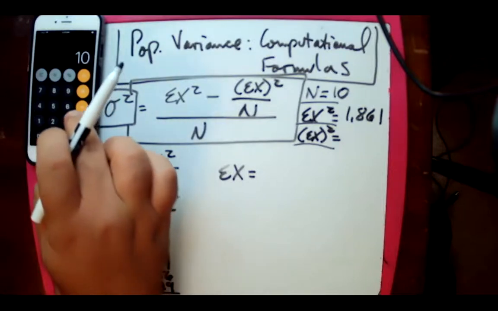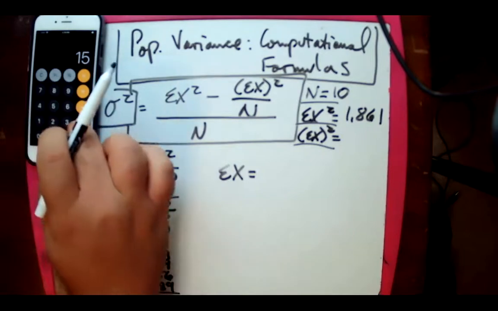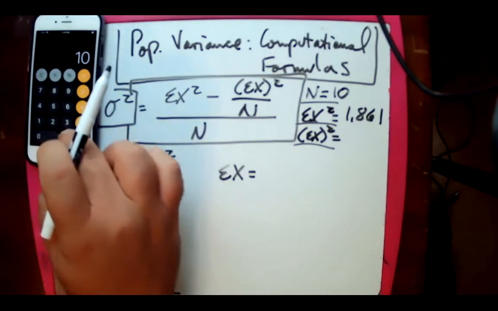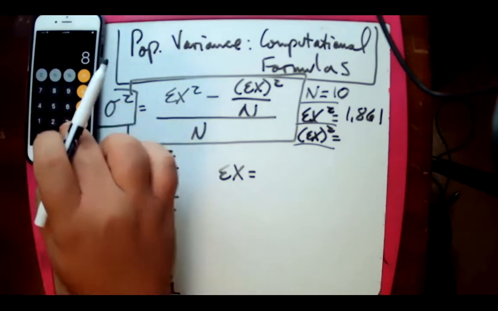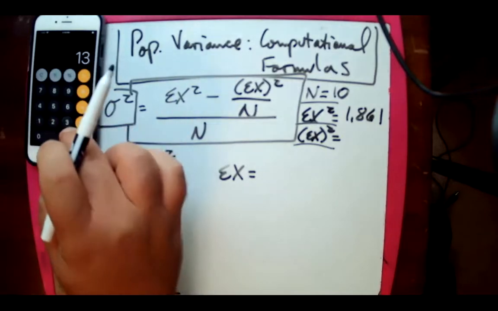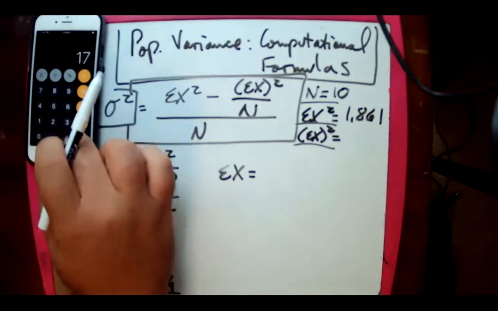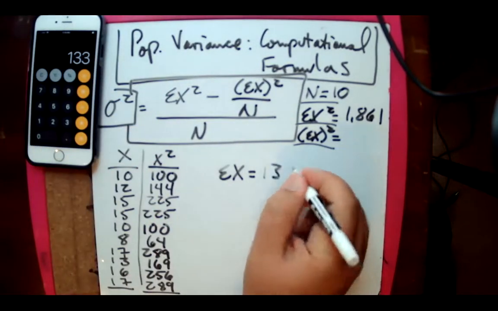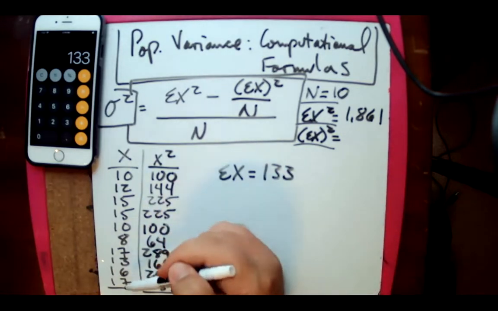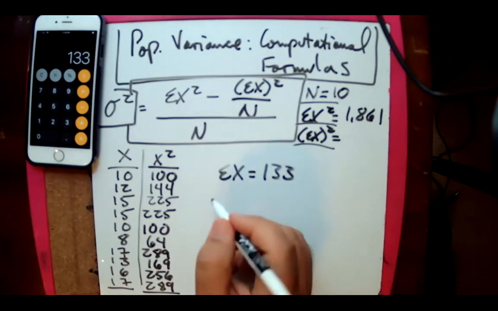Let's do 10 plus 12 plus 15 plus 15 plus 10 plus 8 plus 17 plus 13 plus 16 plus 17 equals 133. Right, that's our sum of x. That's just adding up these numbers here. I remember that number. We got that the last time we did it in the definitional formula.